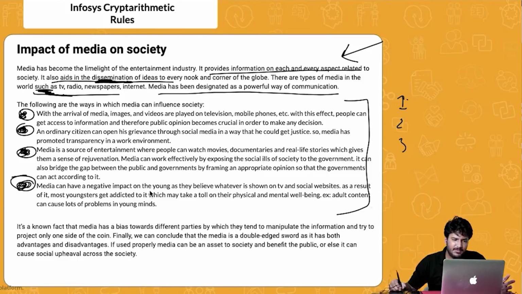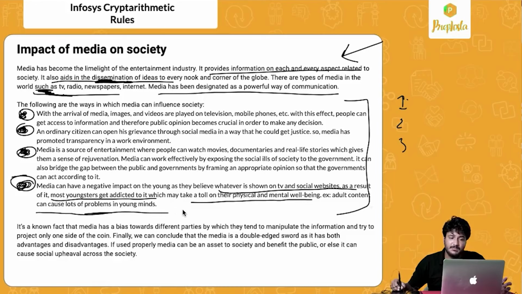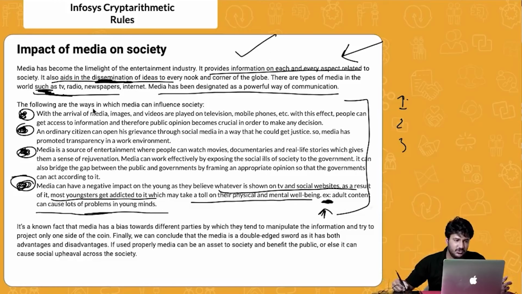Media can have a negative impact, as they believe whatever is shown on the TV and social website. As a result of it, most youngsters get addicted to it, which may take a toll on their physical and mental well-being. Example, adult content can cause a lot of problems in young minds. So as example, this was the best thing this particular student has done. He's giving constant examples, right? So good points for writing the introduction, good points for writing the following are the ways, good points for writing words such as, good points for the examples that he's written.